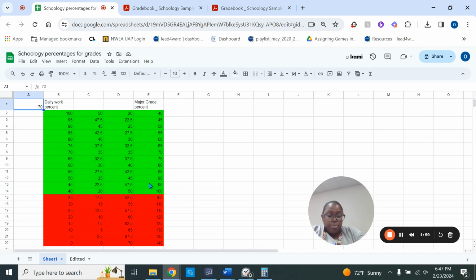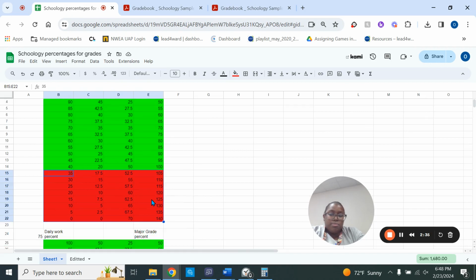As you notice, the lower your daily work grade, the higher your major grade needs to be. But we do have this red area right here because this is unattainable. What I mean by unattainable is there is no way you're going to score 105% in any category, because the highest grade you can earn for any assignment is 100. So once you have a 35 in your daily works, you have managed to fail the course, because there is no way you're going to get 105 in major grades when the highest thing you can get is 100.